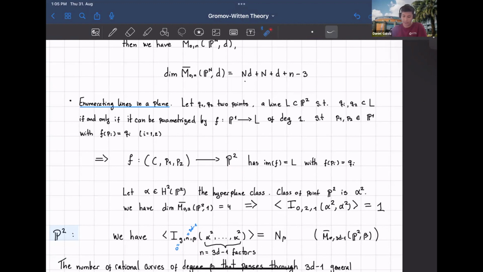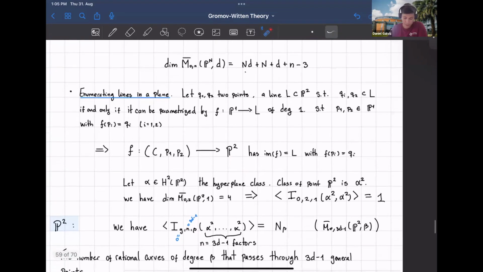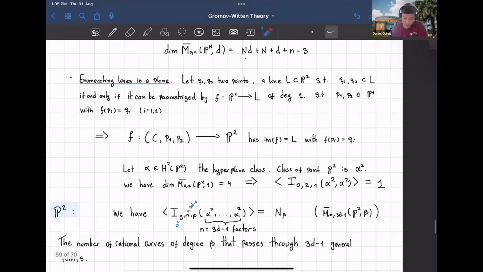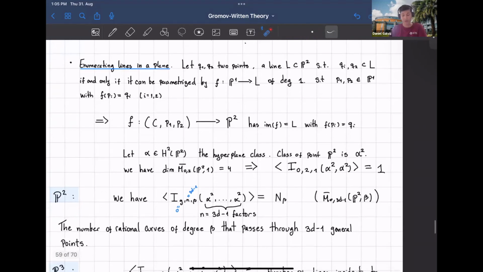So this line will be this L, and then the cycles will be fixed in P1 and P2, and these cycles are just dots. Now, let alpha be related to the homology class of P2, then the hyperclass. Well, you have to define all this because you need to do the integral that I just mentioned, right? So you need all this information. You see, it's not so straightforward, but it's possible to do.